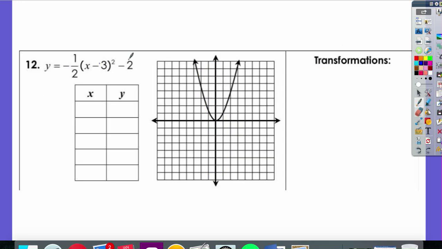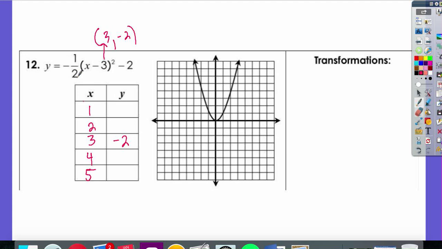So number 12, there's a whole lot going on here. We've got negatives, we've got fractions, we've got something inside, we've got something outside. So our graph is going to look significantly different from the parent function. Let's take out what we know so far. We do know our vertex is going to move around a bit. It's now going to be at (3, -2). I'm going to use that to plug into the table, and we're going to choose 2 numbers below and 2 numbers above that. So we're going to do 1, 2, 3 is the vertex, 4, 5.